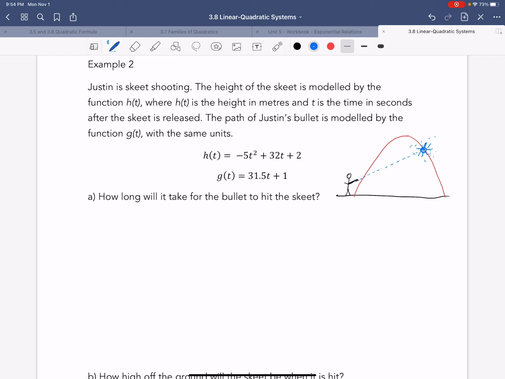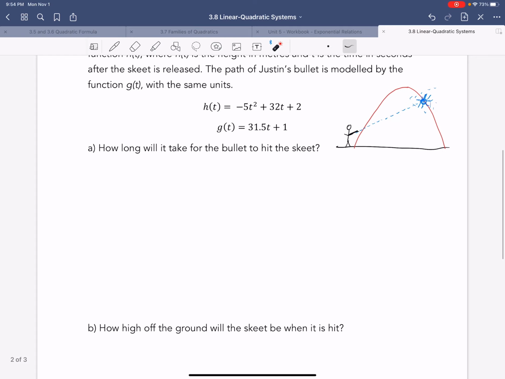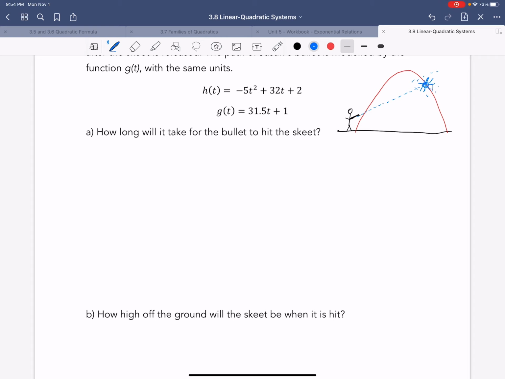So the height of the skeet, the disc, is h of t, where h is in meters, and so on. The path of Justin's bullet is modeled by g of t with the same units. How long will it take for the bullet to hit the skeet? So we want to know when this happens. And we're talking about the line and the parabola. It's the point of intersection. So it's hard to come up with application questions. So that's why they sound like this. Skeets and bullets and whatnot. So we want to know when h of t is equal to g of t.